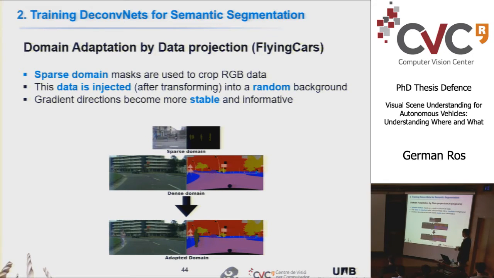Then select random images coming from the dense domain and use them as a background to inject the information coming from the sparse domain. So we can see this as a simple way of performing data augmentation that is going to end up in something quite informative and useful.